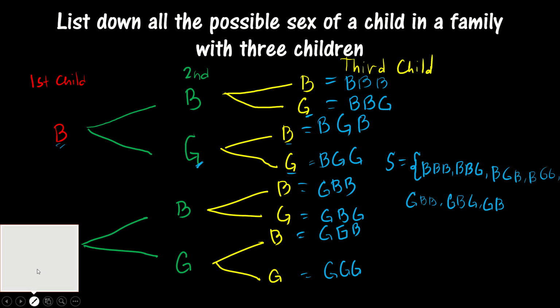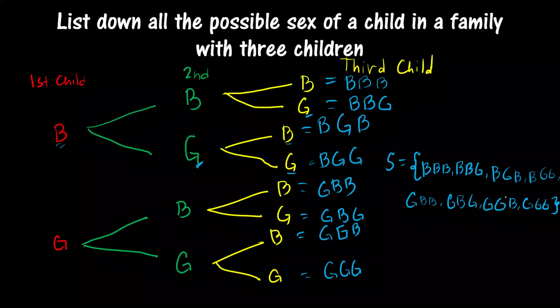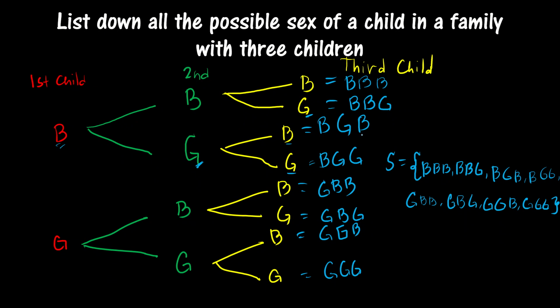Sumobra ako ng isang girl boy. So girl, boy, girl, girl, girl, boy, and lastly, all are girls. So 1, 2, 3, 4, 5, 6, 7, 8. So we have 8 possible combinations nung possible sex nung child in a family with 3 children. So branch out lang po kung ilan yung susunod.